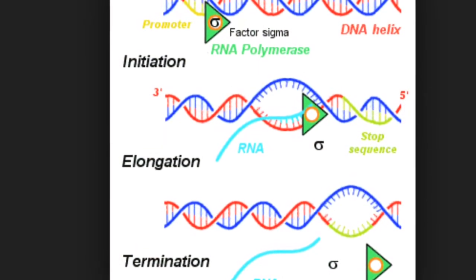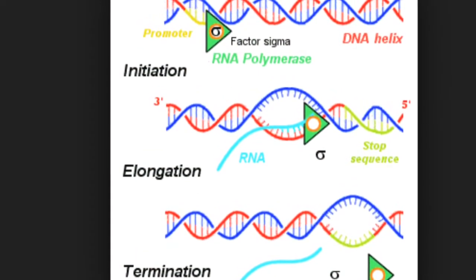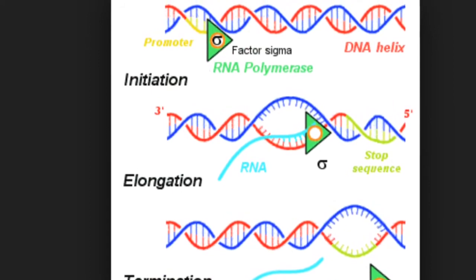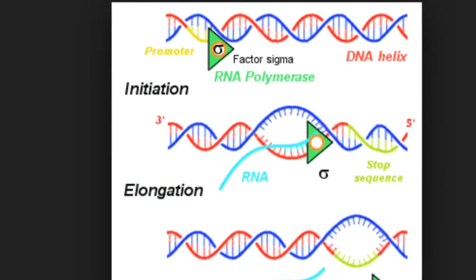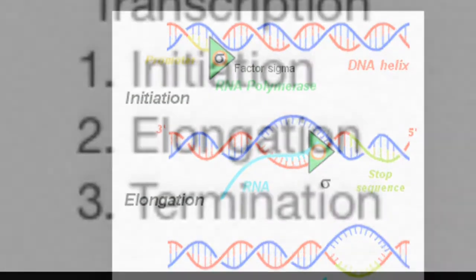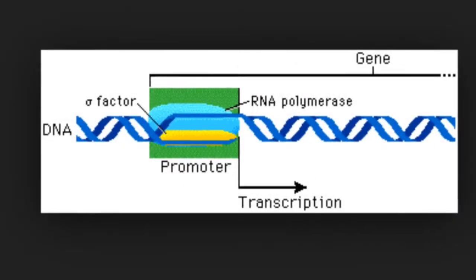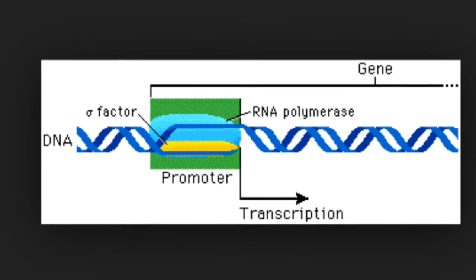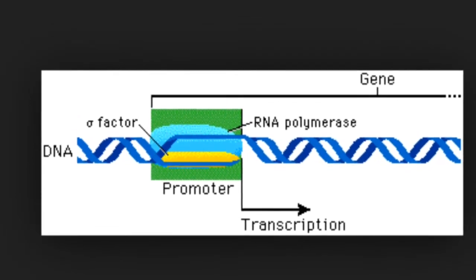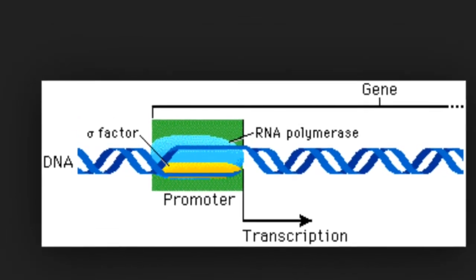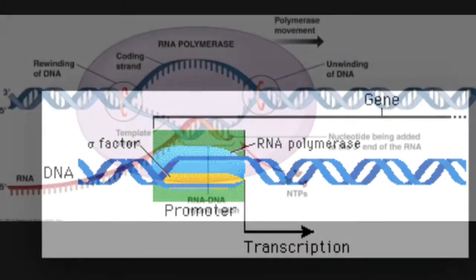Just to get started, transcription is the process of making an RNA copy from a DNA template. Throughout the process of transcription, the monkey stated, there are three major steps: initiation, elongation, and termination. The first step of transcription is initiation. In initiation, RNA polymerase binds to a promoter on the DNA. These promoters signal the beginning of a gene.